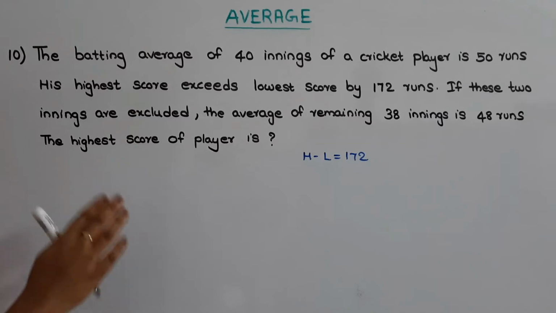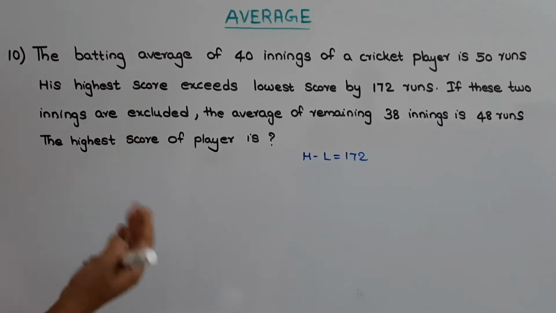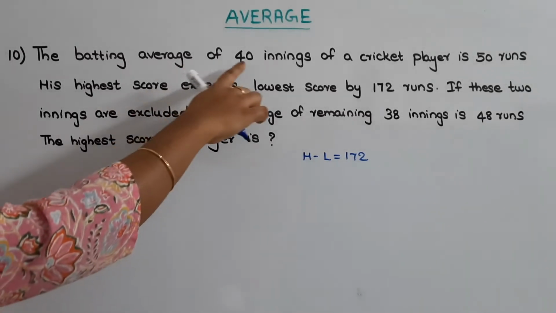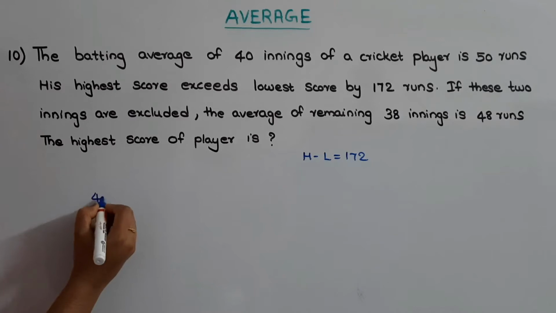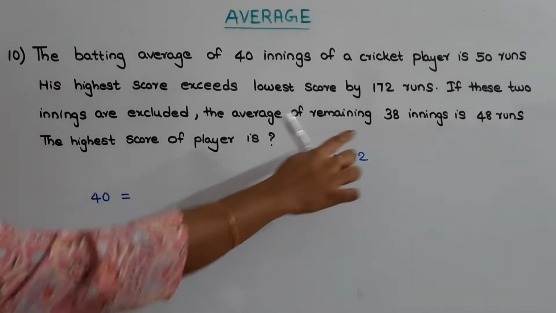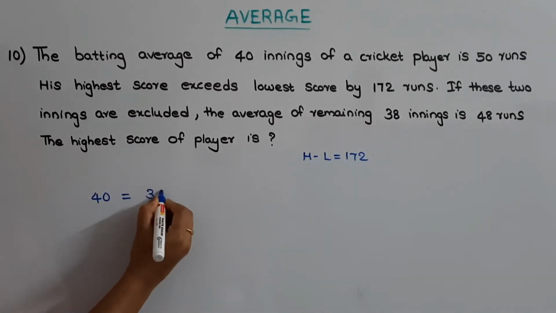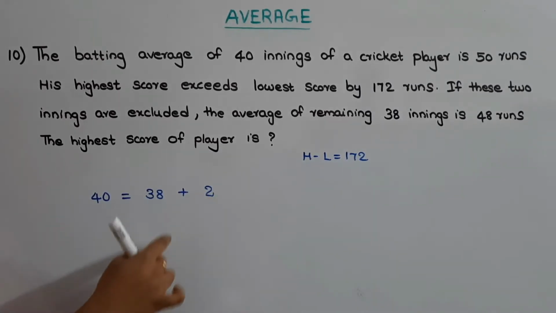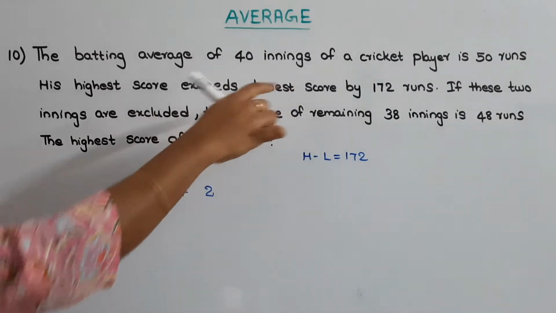So, this question also we are doing by the same method which we have done in the previous episode. So, first let us write down the number of innings. So, the total number of innings is 40. That is equal to 38 innings plus 2 excluded innings. The excluded innings are the highest scored and lowest scored innings.